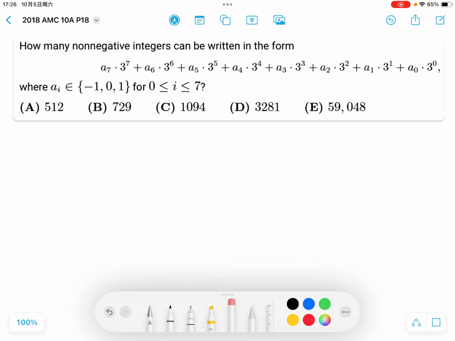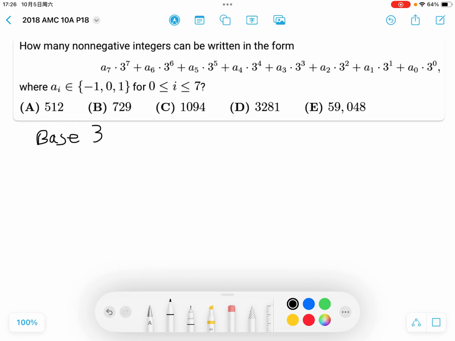So firstly, what does the expression remind you of? Well, notice that it has 3 to the power of 7 down to 3 to the power of 0, all these powers of 3. So this should remind you, or in the future will remind you, of the base 3 system. You should have learned the base 3 number system. If you haven't, then learn it now.